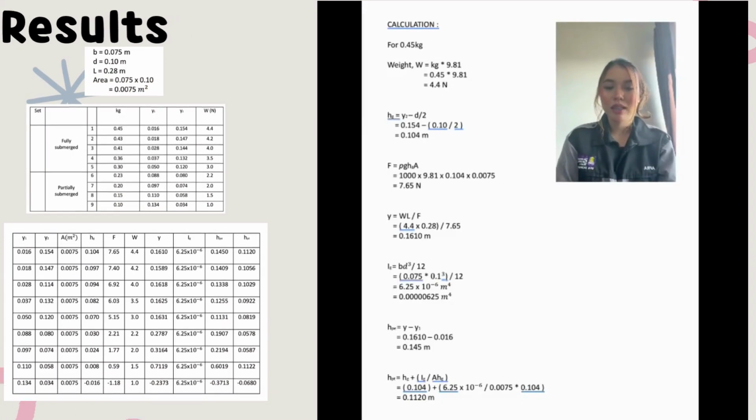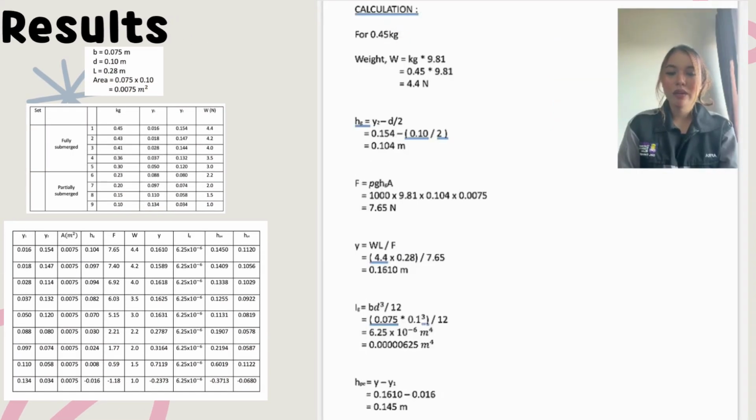Here's an example of the calculation for 0.45 kg. To calculate weight, W equals kilogram times 9.81 equals 0.45 times 9.81 equals 4.4 Newton. Next, we have Hg. Hg is the depth from the free water surface to the center of gravity of the vertical rectangular face of the toroid submerged in water. Therefore, Hg equals Y2, which is the depth measured from the free water surface pivot to the base of the toroid, minus D over 2, equals 0.145 minus 0.10 divided by 2. And the answer is 0.104 meter.